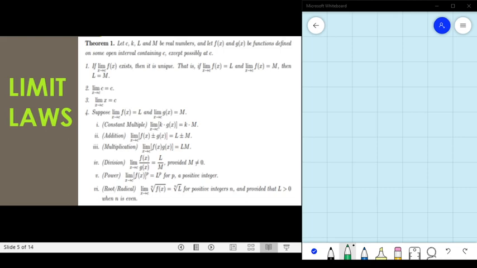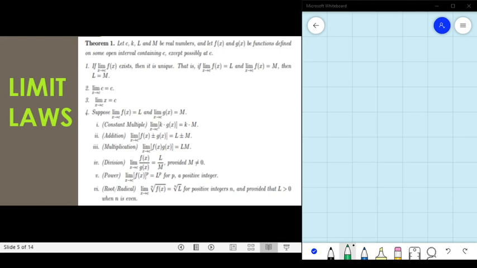If the limit of f(x) exists, then it is unique. That is, if the limit of f(x) is equal to L and the limit of f(x) is equal to M as x approaches c, then L must be equal to M.